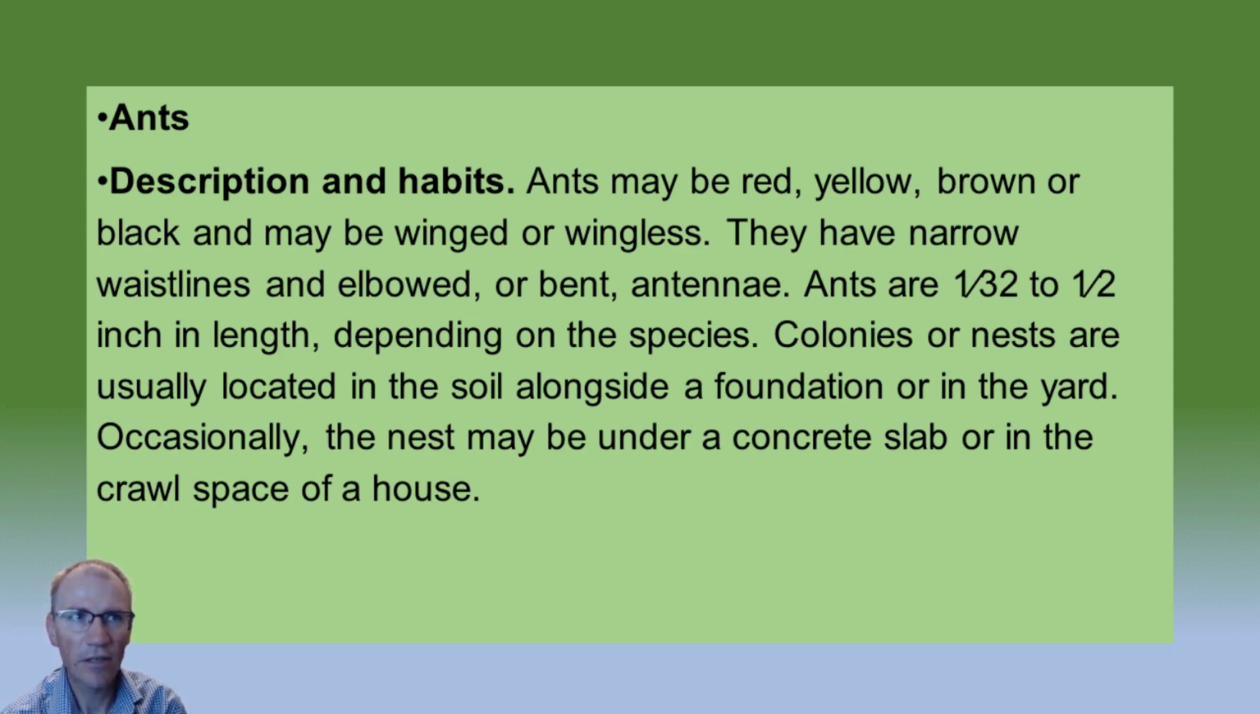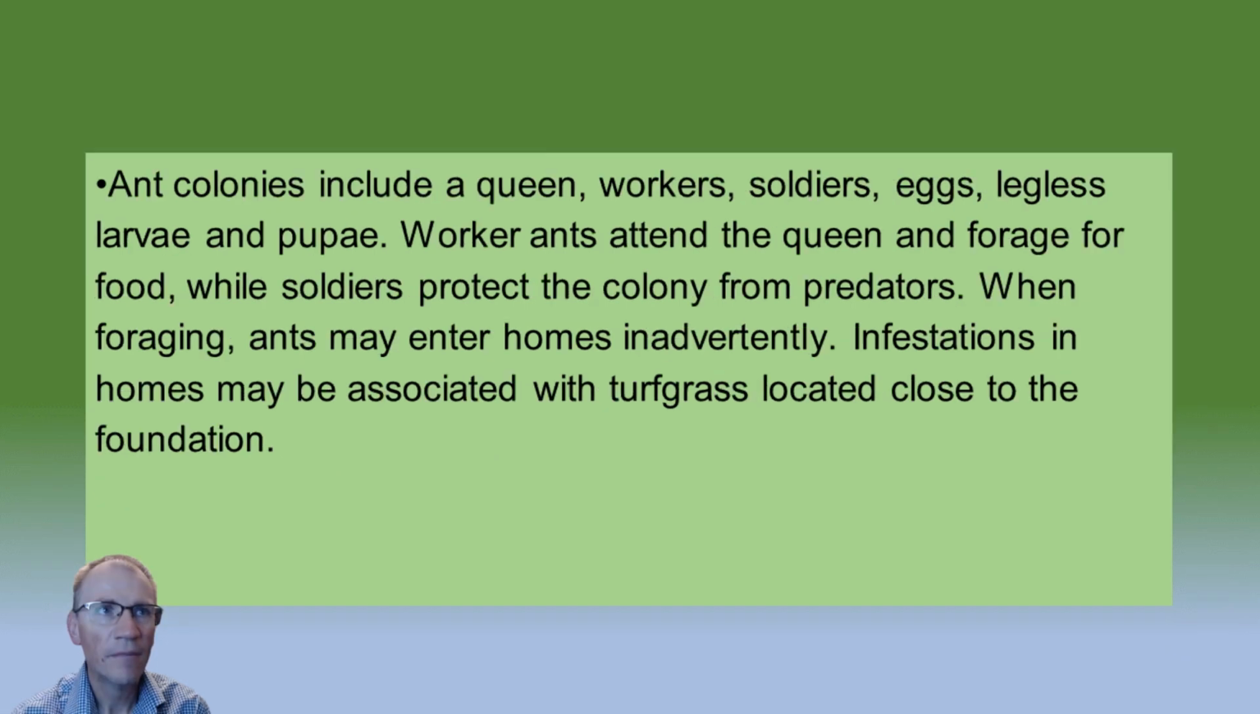Colonies or nests are usually located in the soil alongside a foundation or in the yard. Occasionally the nest may be under a concrete slab or in the crawl space of a house. Ant colonies include a queen, workers, soldiers, eggs, legless larvae, and pupa. Worker ants attend the queen and forage for food, while soldiers protect the colony from predators.